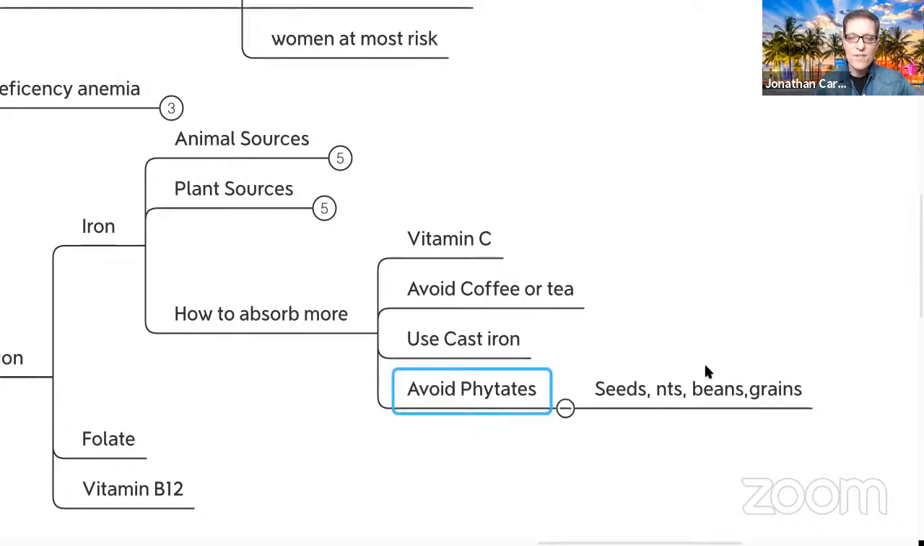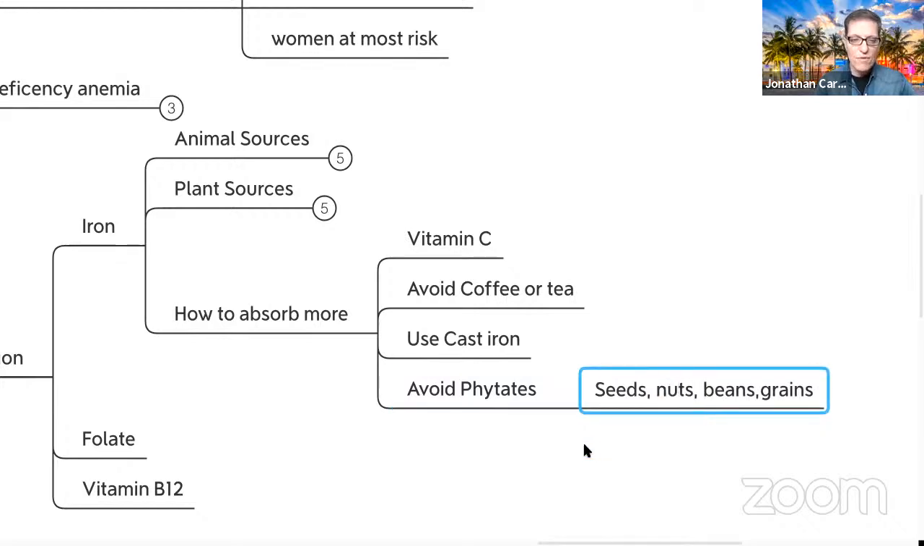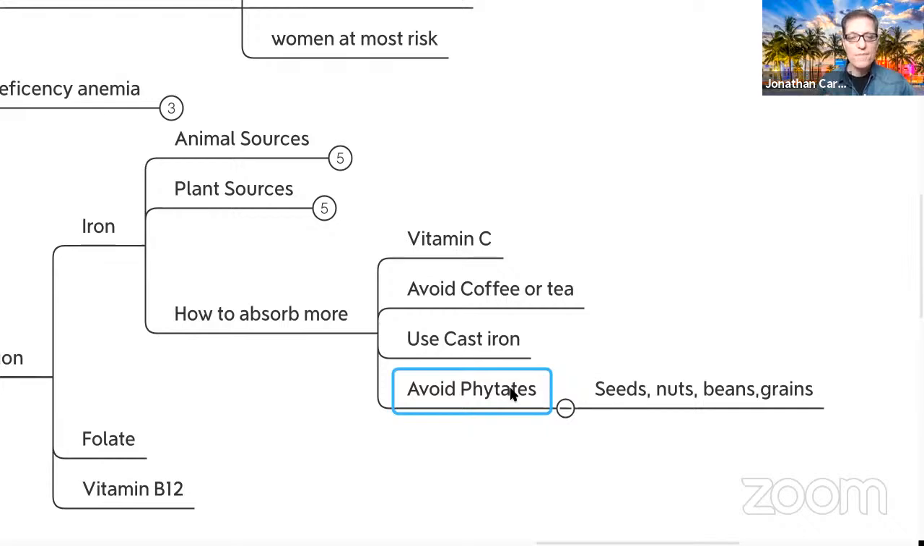And avoiding phytates. Now, we spoke about this in the past. These are what are called anti-nutrients, and they bind elements and minerals like iron. Seeds, nuts, beans, and grains all have iron in them. But if they're not soaked and sprouted, then you can get a high enough level of phytate that might inhibit your ability to absorb the iron.